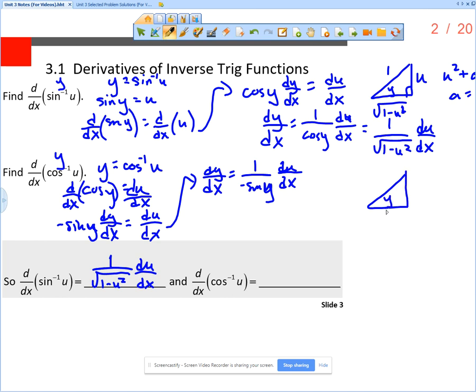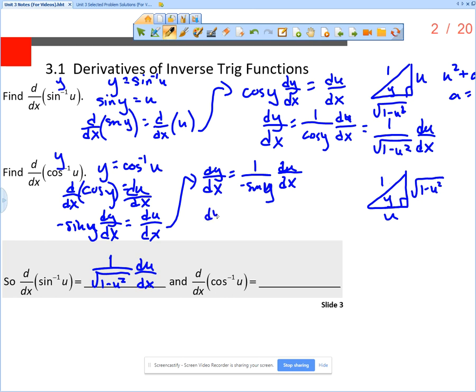So once again, y is the angle, but now in this problem, cosine of y equals u, so that means u over 1. So the adjacent side is u, which means that the opposite side in this case is the square root of 1 minus u squared, and it should be positive because remember, cosine is only used in quadrants 1 and 2, therefore the vertical part always has to be positive. And so we see 1 over the sine of y. So in other words, the reciprocal of sine. So the sine of y would be the square root of 1 minus u squared over 1.